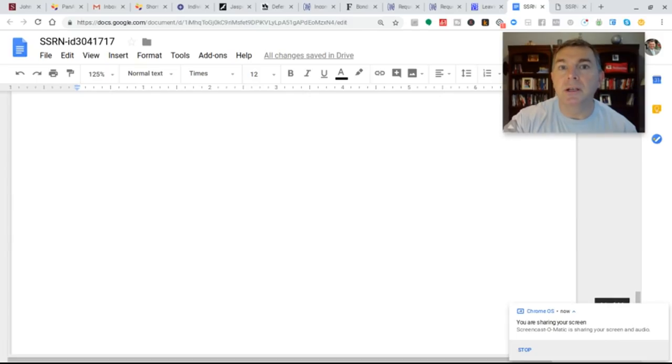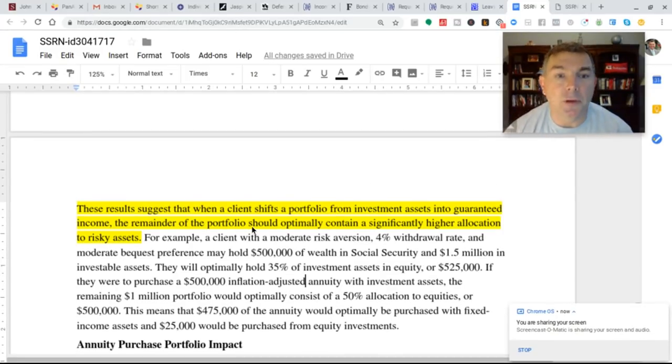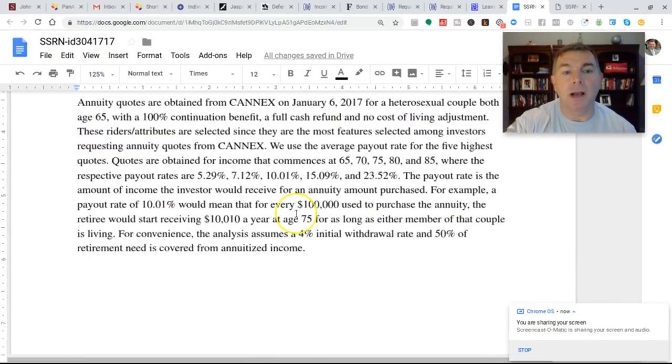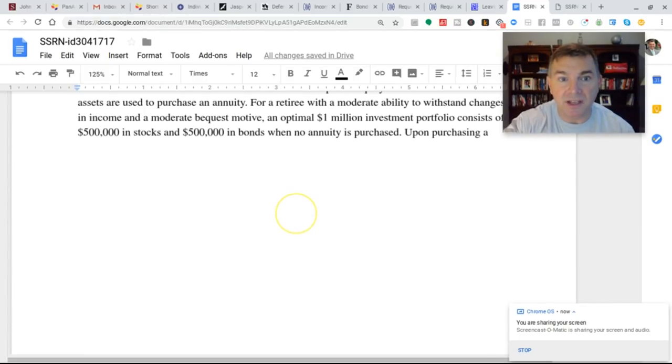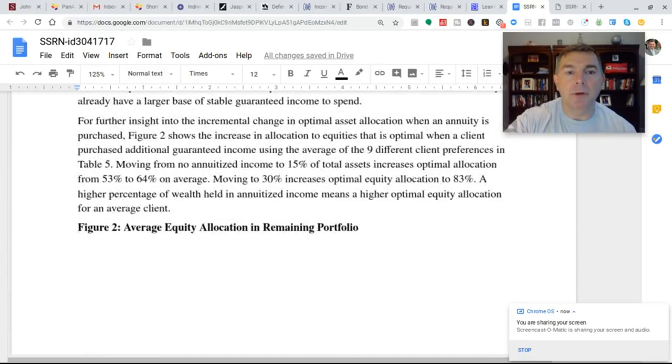So again, we're using your preference for income, your preference for stable income, all that. These results suggest that when a client shifts a portfolio from investment assets into guaranteed income, the remainder of their portfolio should optimally contain a significantly higher allocation to stocks. And again, we'll draw that on the board here in just a second. Let's keep going down.